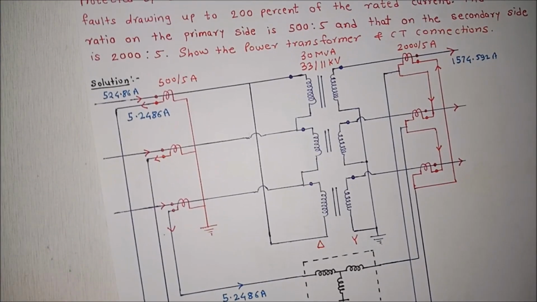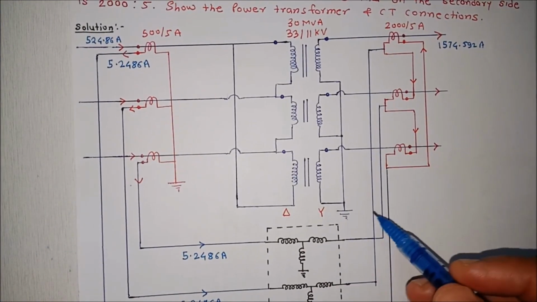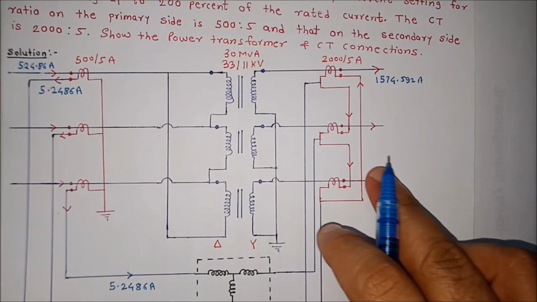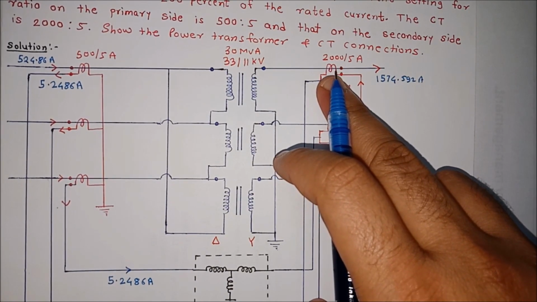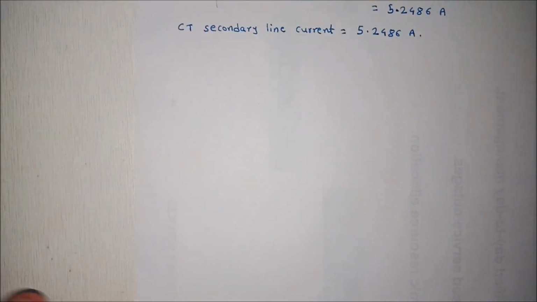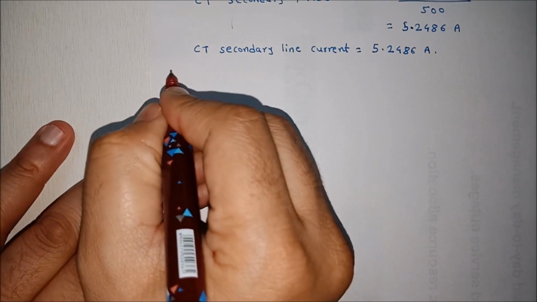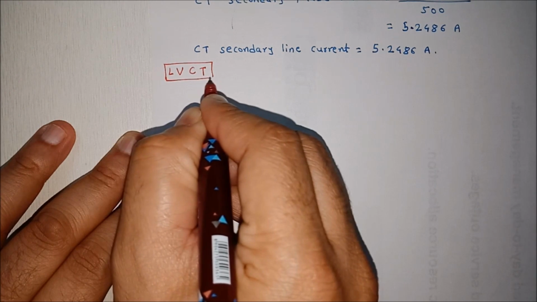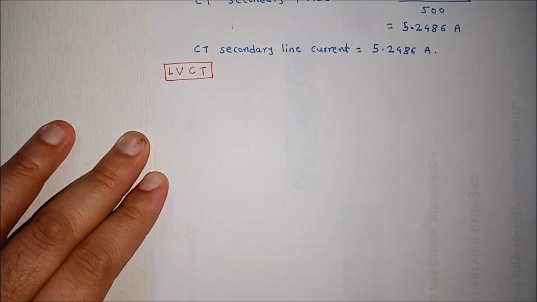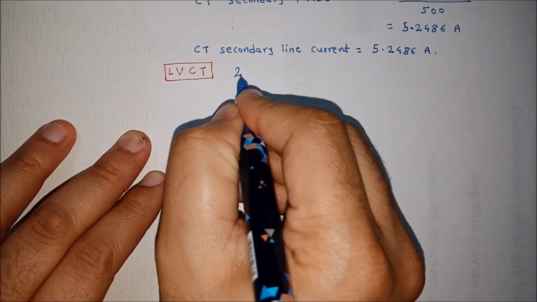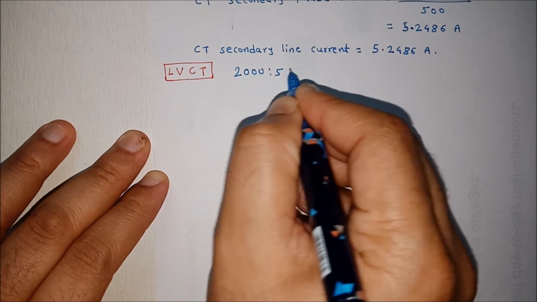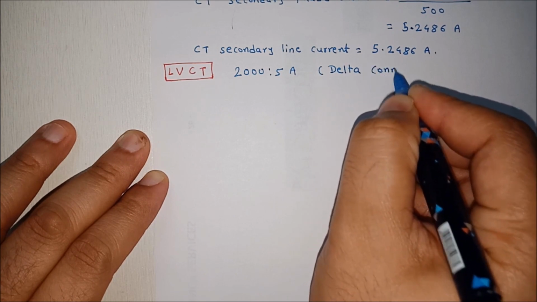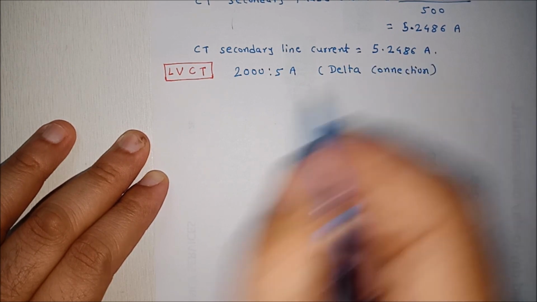Now similarly we will calculate how much is the current on this side of the pilot wire. For that we have to consider the CT ratio of the LVCTs. Let me write LVCT. So the CTs which are connected on the LV side, what is the CT ratio? The CT ratio is 2000:5 ampere, and remember these are connected in delta fashion.